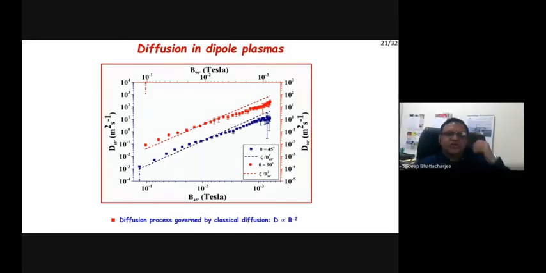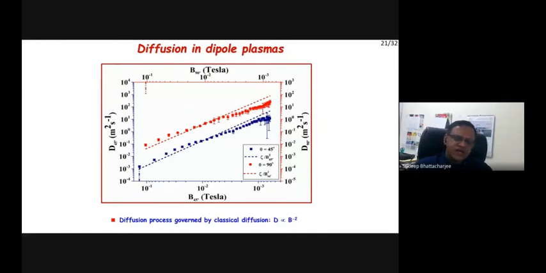So let us try to understand the diffusion. Now, what kind of diffusion is it? Before I tell you about the diffusion, there is a diffusion process in plasmas which is called classical diffusion. So I will come into that a little later.